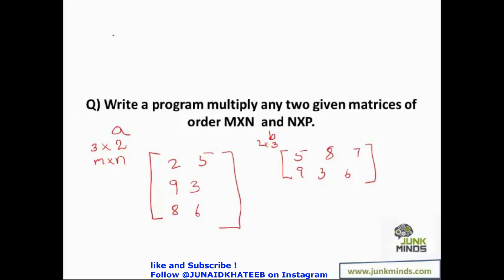Important is, look at the order. Even if they don't say, you have to understand this. The number of columns in the first matrix has to be the same as the number of rows in the second matrix. Only then you can apply any two matrices. Only then you'll be able to apply those matrices.